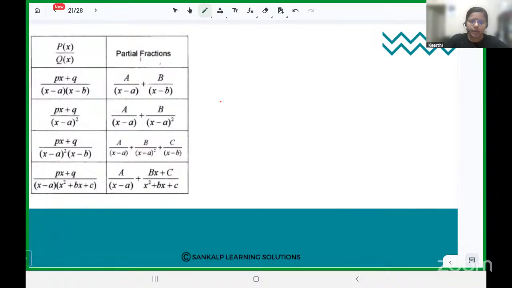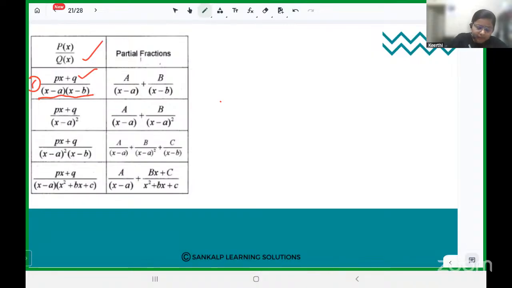Here the first one is of the form p of x by q of x, that is px plus q by x minus a into x minus b. If you get a function like this, px plus q is a linear polynomial. The denominator is also a polynomial, a quadratic, but it is given as a product of its linear factors, x minus a and x minus b.